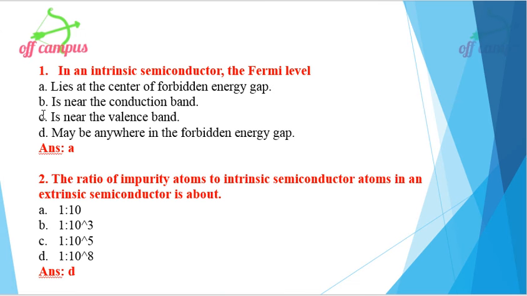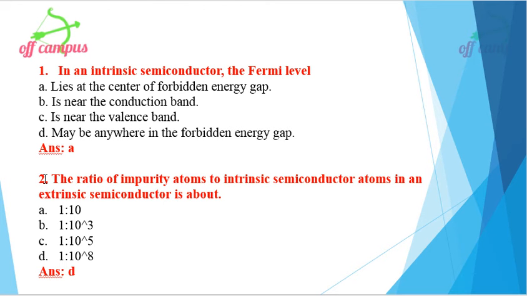First question: in an intrinsic semiconductor, the Fermi level lies at the center of the forbidden energy gap, is near the conduction band, is near the valence band, or may be anywhere in the forbidden energy gap. What is the question? In an intrinsic semiconductor, the Fermi level lies at the center of the forbidden energy gap. Option A is the right answer for this question.